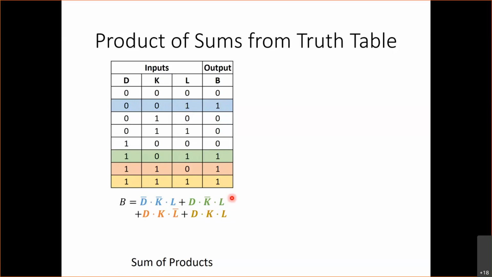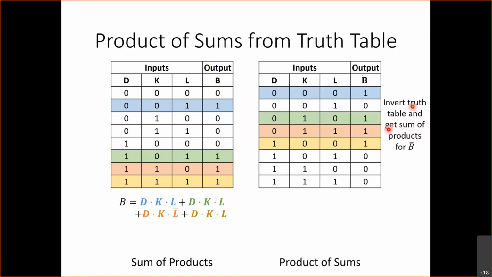Okay, there's another way that we could have done this. Another way is we could have inverted the truth table. So here we would have D, K, L, but here we would have not B. There's supposed to be a bar over the B over here, but it's not showing because of a glitch in the animation. It's shown in the slides. So here we're supposed to have not B. Here we have B, here we have not B. What we've done is we flipped all the ones and the zeros. So now we have ones in the rows where we had zeros over here.